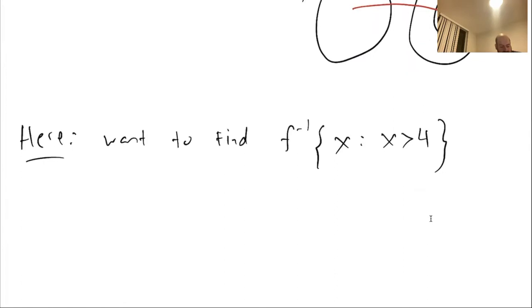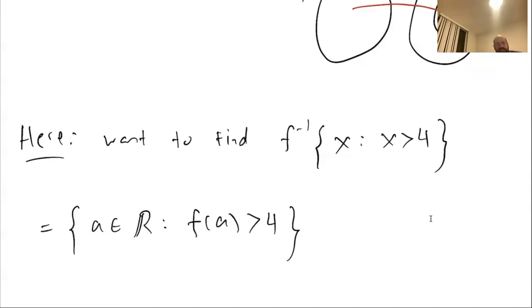So this one, by definition, we can write it as the set of all elements a in the set of real numbers such that f of a is bigger than 4. In order to find out about this set, we have to look at elements in the domain, which is R here, and look at f of those elements. When can I say that something is inside this set? If an element is bigger than 4, then that means that element is inside this set.